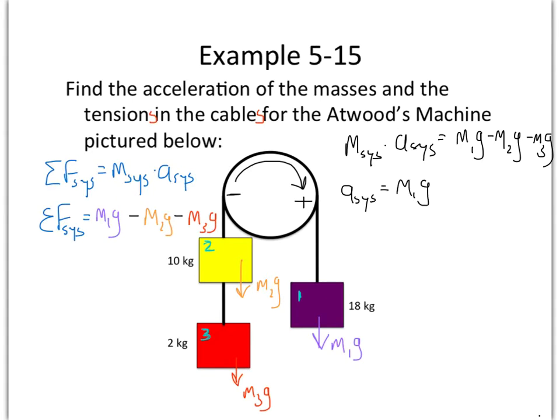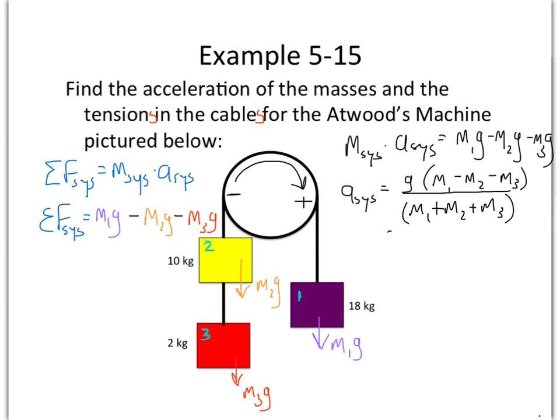M1g. By the way, let's simplify this a little bit. What do all of these added together have in common? They all have g, right? So let's factor g out and bring it out front. G times m1 minus m2 minus m3, okay? All over, we're dividing by the mass of the system, right? It's coming down to the bottom right here. So that's mass 1 plus mass 2 plus mass 3. All right, let's find the acceleration of the system.